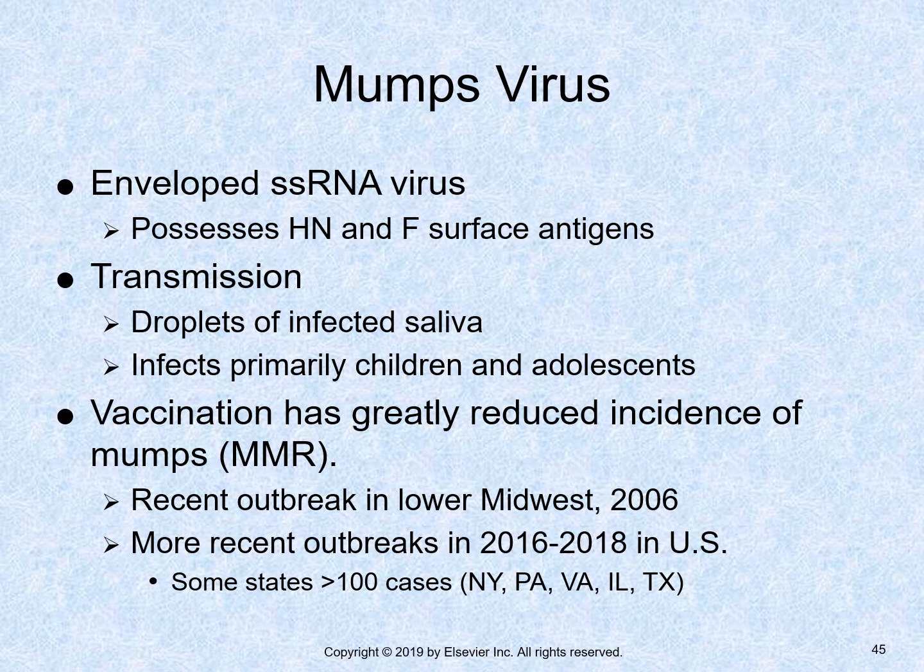The mumps virus is related to parainfluenza viruses. It's an enveloped virus that also has the HN and F surface antigens that the parainfluenza viruses had. The mumps virus is transmitted via droplets of infected saliva and primarily infects children and adolescents.